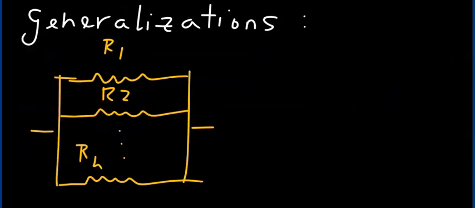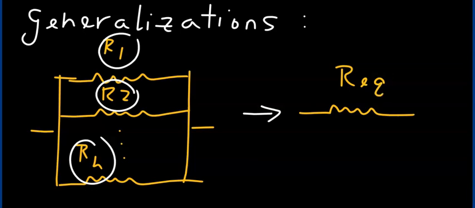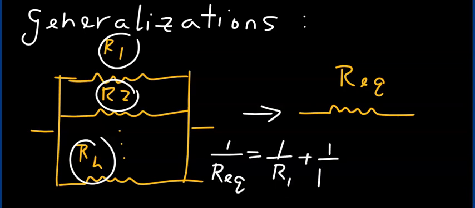To generalize, if you have n resistors in parallel and the equivalent circuit consists of just a single resistor with resistance Req, then 1 over Req is quite simply the sum of the inverse of all the resistances that appear in the original circuit. Like that.